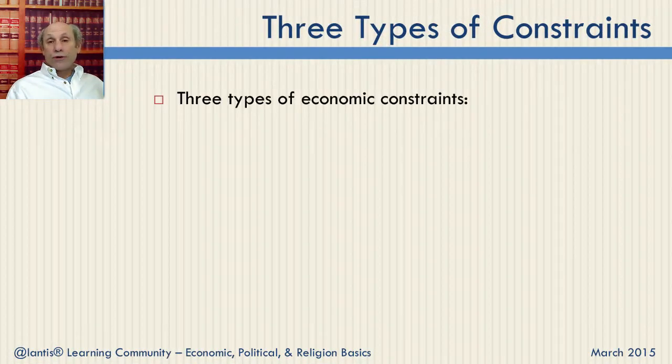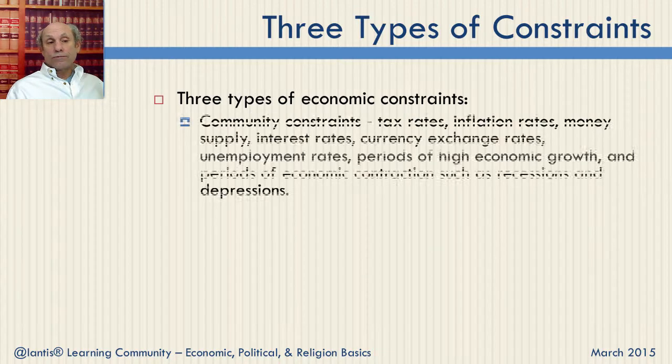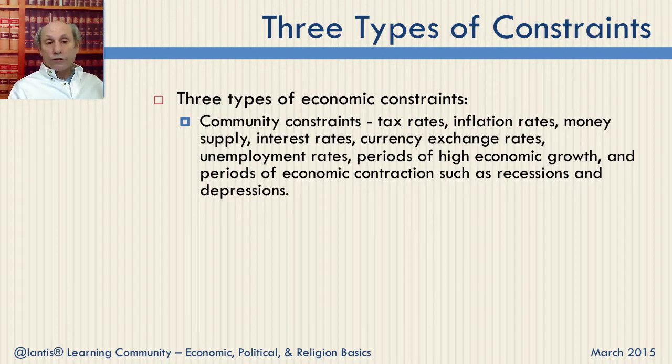There are essentially three types of constraints. One is community constraints. They include tax rates, inflation rates, money supply, interest rates, currency exchange rates, unemployment rates, periods of high economic growth, and periods of economic contraction, such as recessions and depressions. Essentially anything that goes on in the marketplace that is affected by the community at large.